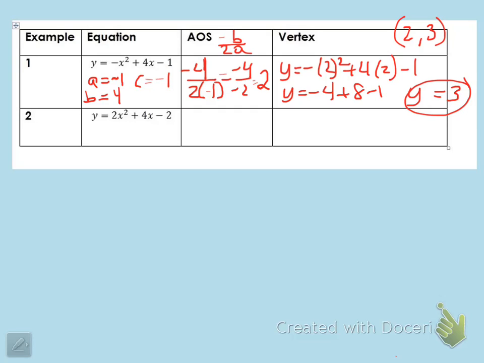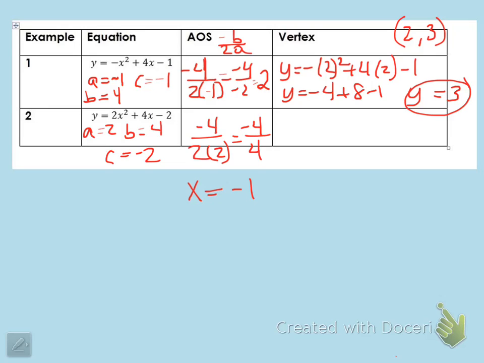Okay, so let's try this next one. So my a equals 2, my b equals 4, and my c equals negative 2. So negative b over 2 times a, so we got negative 4 over, okay, and then 2 times 2 is 4. So we know this is x equals negative 1.